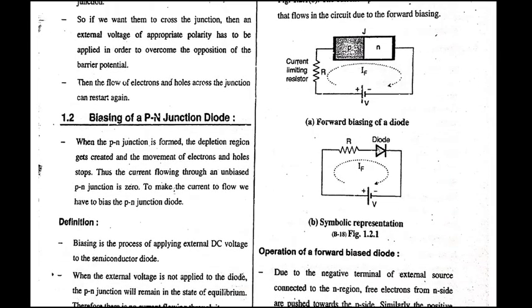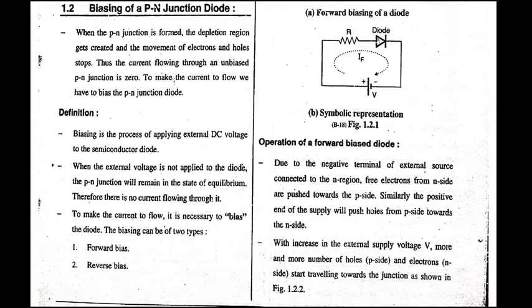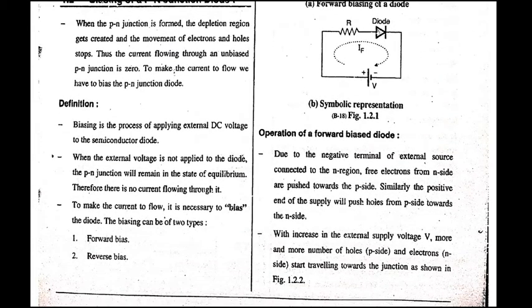When you connect P side to the positive terminal and N side to the negative terminal, it's called forward biasing. The current flowing through the circuit is known as IF or forward current. The resistance in this circuit is forward resistance.